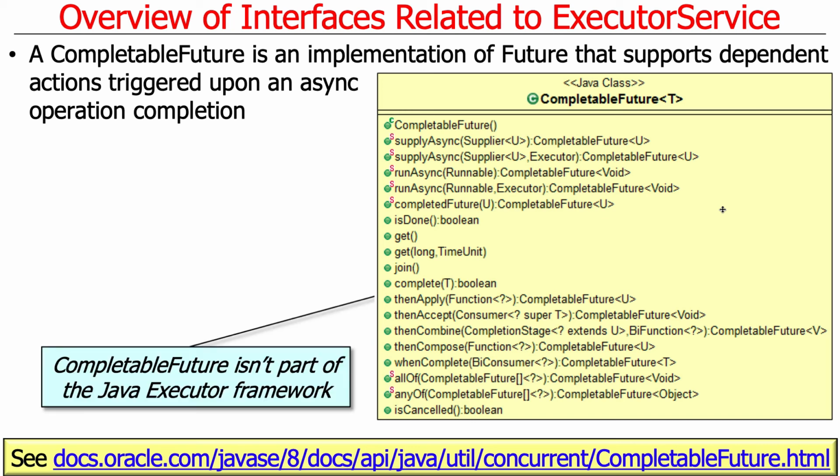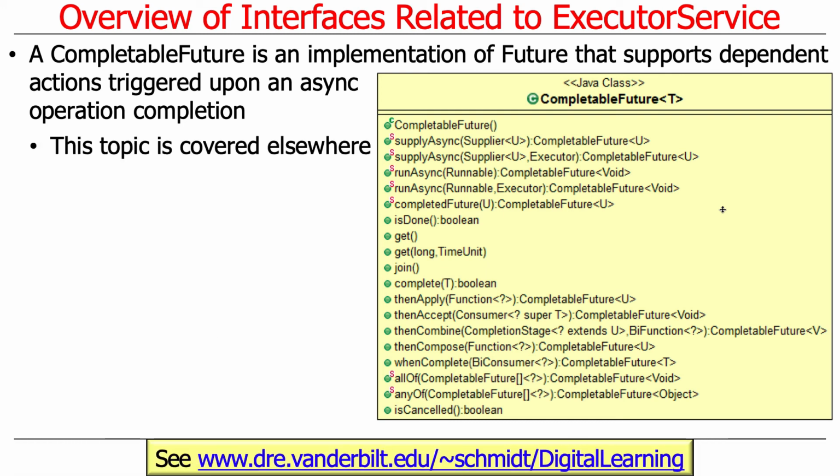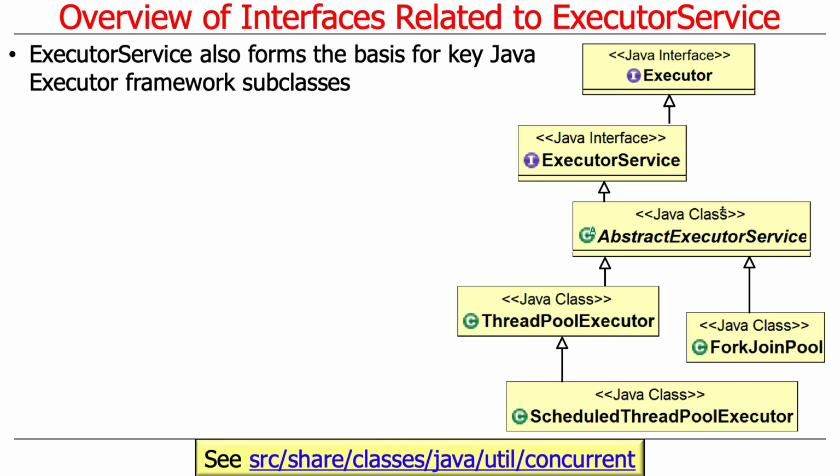We won't talk about that here, primarily because it's actually not part of the Java Executor framework. The Java Executor framework came in Java 5, which was 2004 timeframe, and CompletableFuture came in Java 8, which was the 2014 timeframe, so about a decade later. And so as a result, it's just not integrated at all, which is kind of a shame, but that's the consequence of backwards compatibility. So we'll cover that in another context.